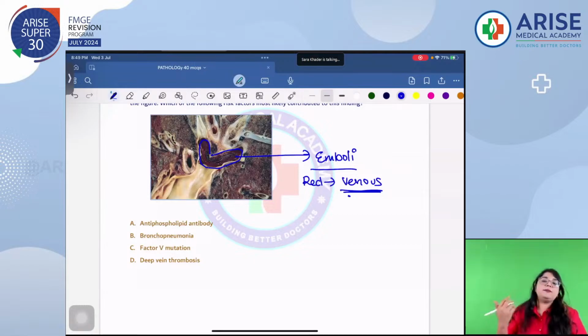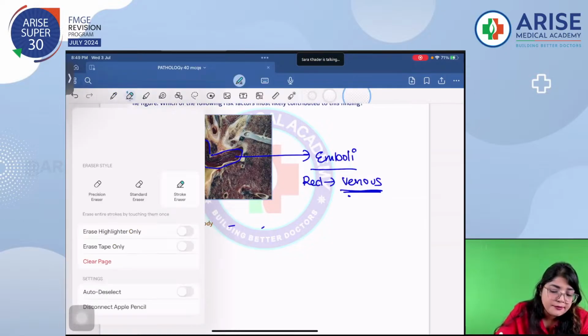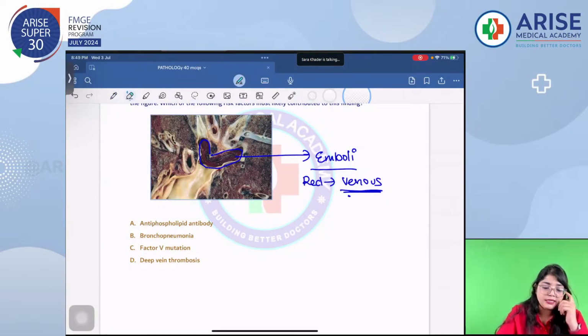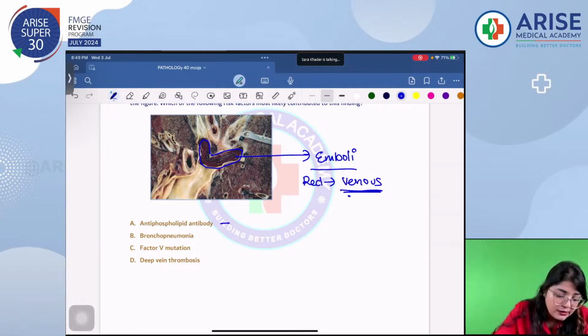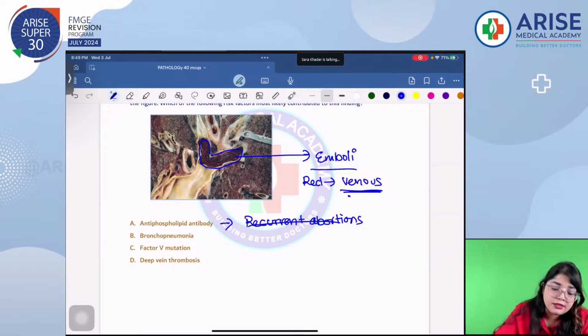See, antiphospholipid antibody syndrome, they'll give you the presence of antibody. Can anybody tell me what antibodies will be given in APLA? My screen is actually kind of lagging. Yeah. So they'll give you a case of recurrent abortions, okay? More than 10 weeks had happened and recurrent abortions were taking place. All right, they'll give you a history of recurrent abortions as well as anti-cardiolipin antibody.